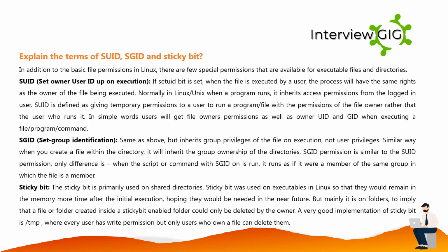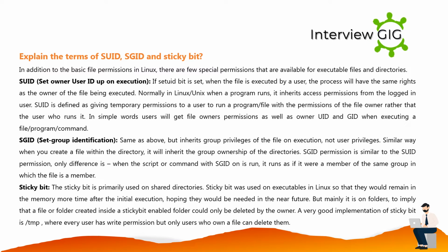Normally in Linux and Unix, when a program runs, it inherits access permissions from the logged-in user. SUID is defined as giving temporary permissions to a user to run a program or file with the permissions of the file owner rather than the user who runs it. In simple words, users will get the file owner's permissions as well as owner ID and group ID when executing a file, program or command.